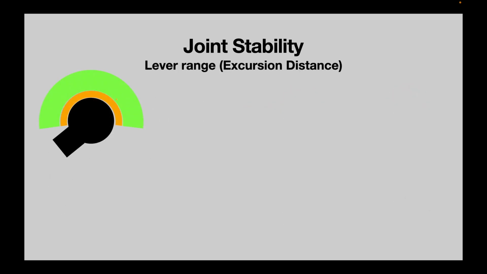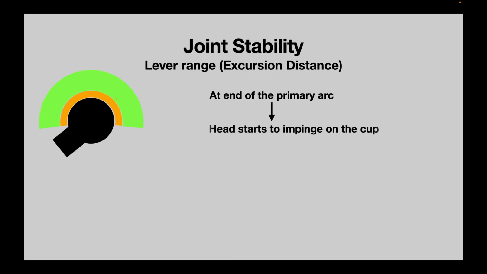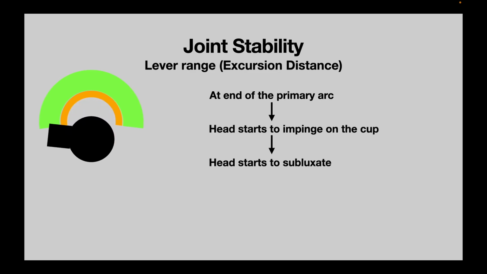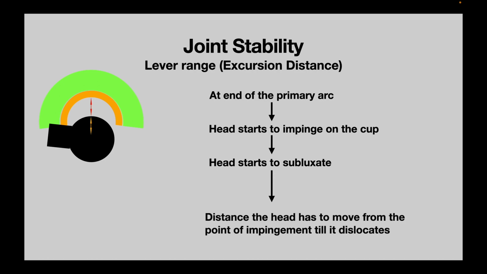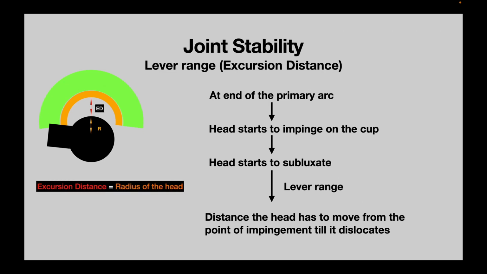Now the second concept, lever range. It is also called the excursion distance. At the end of the primary arc, as the head starts to impinge on the cup, it begins to subluxate. The distance the head has to move from the point of impingement till it dislocates is called the lever range. Note that the excursion distance is the same as the radius of the head of the femur.